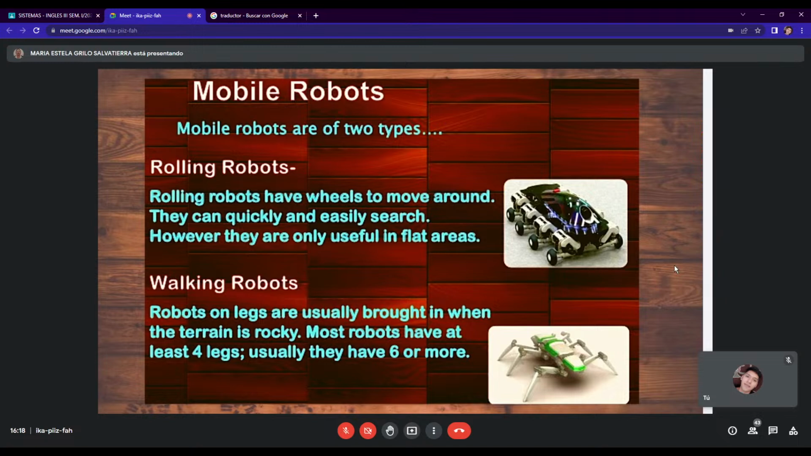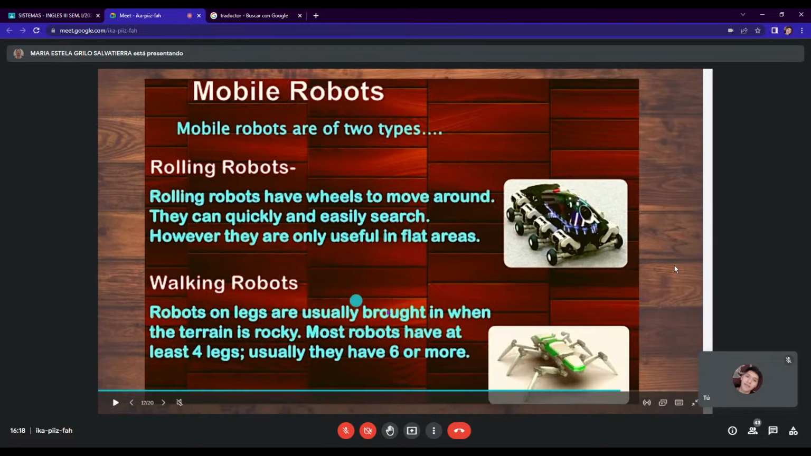Rolling. The rolling robots, yes, they use wheels. They can quickly and easily search. However, they are only useful in flat areas. What is the meaning of flat? Plano. Planas. Estos van a ser hechos para superficies planas.